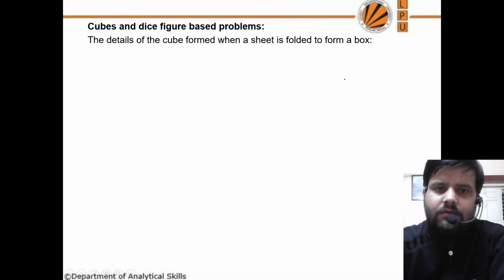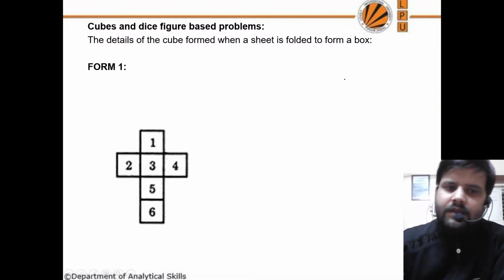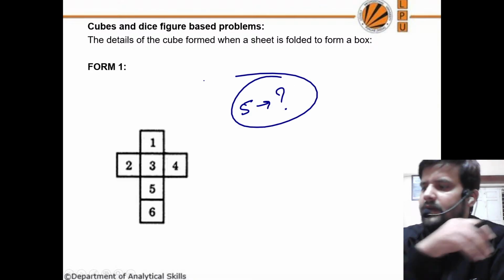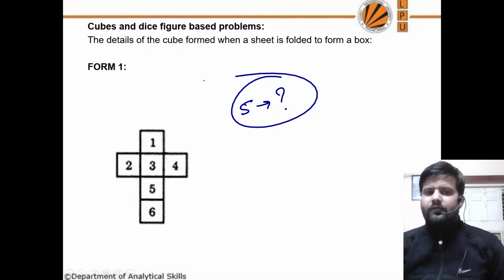Okay, let's come to cubes. Now let's assume this is your first question. Tell me which number will be opposite to 5. Answer it fast. Which number will be opposite to 5 in this?